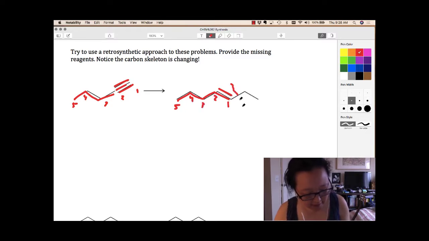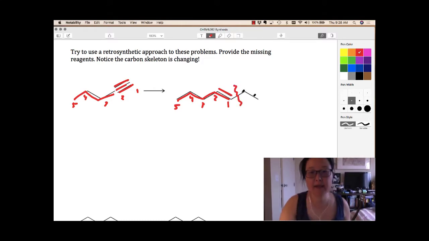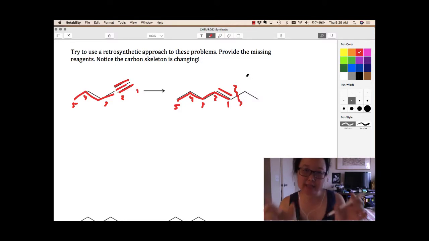Okay, so you can tell that you're going to have some group, an ethyl group being added on. So the retrosynthetic approach is identifying your synthons. Synthons are the pieces that you glue together.